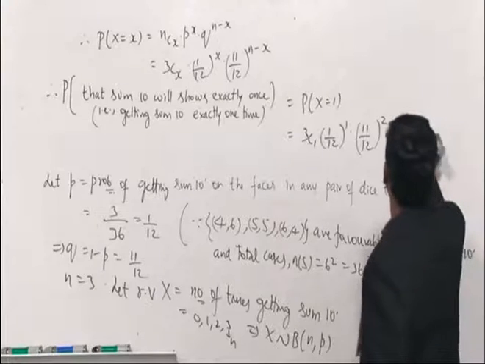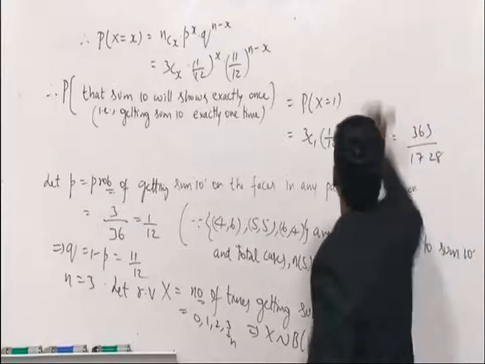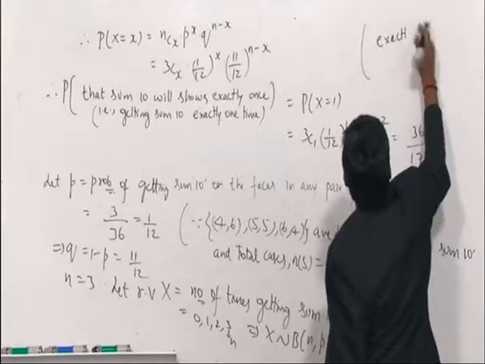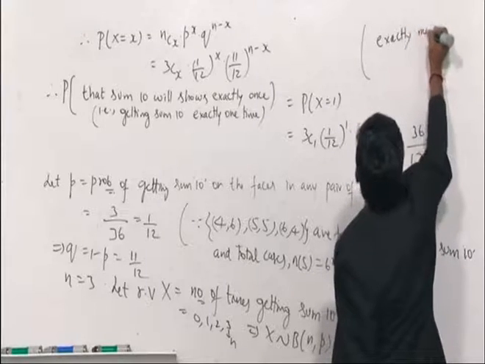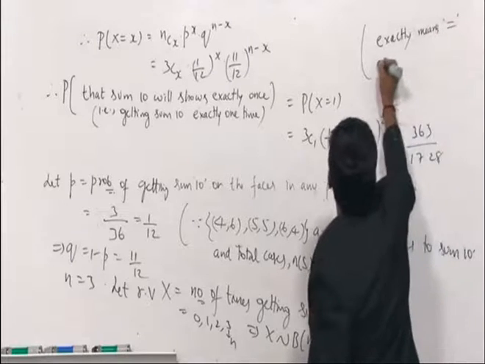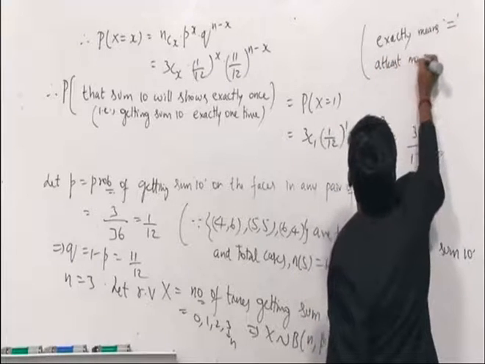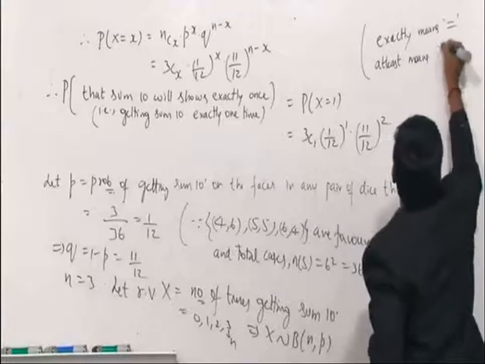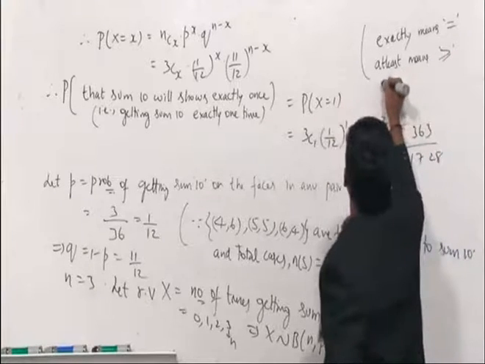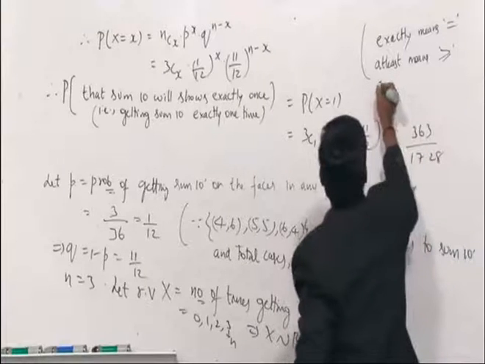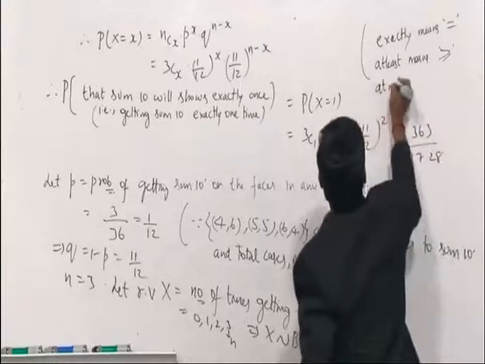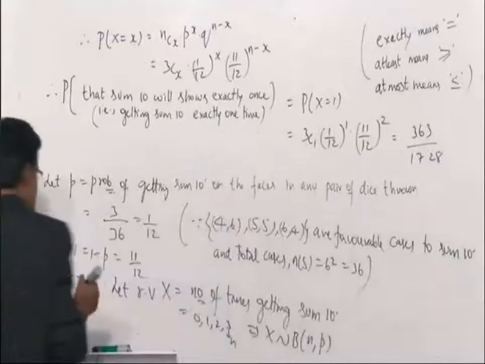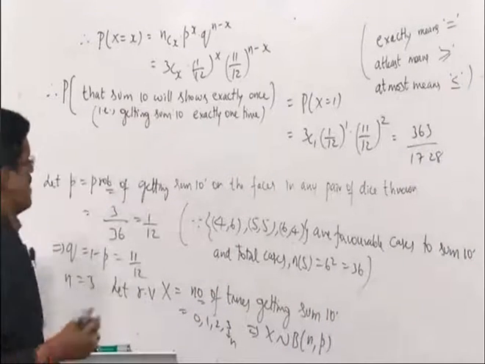So this simplifies to 1728, and somewhere you write exactly means is equal to. Mathematical symbols I am giving. At least means greater than or equal to, converting into mathematical inequalities and equalities. At least means greater than or equal to, at most means less than or equal to. Please remember this while converting the given sentences, after defining the random variable, into mathematical inequalities.